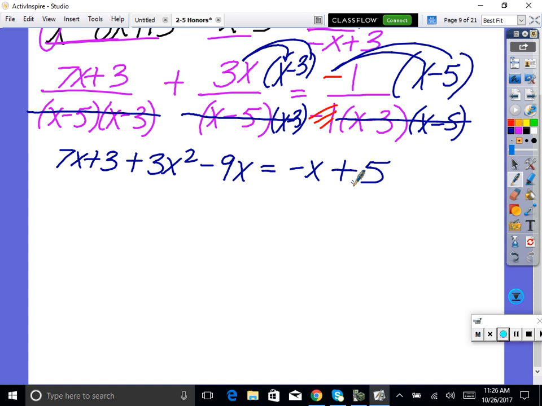Isn't it a quadratic? How do we solve quadratics? We get them set equal to 0. Then we solve by factoring, quadratic formula, or most appropriate method. So let's get this one set equal to 0.